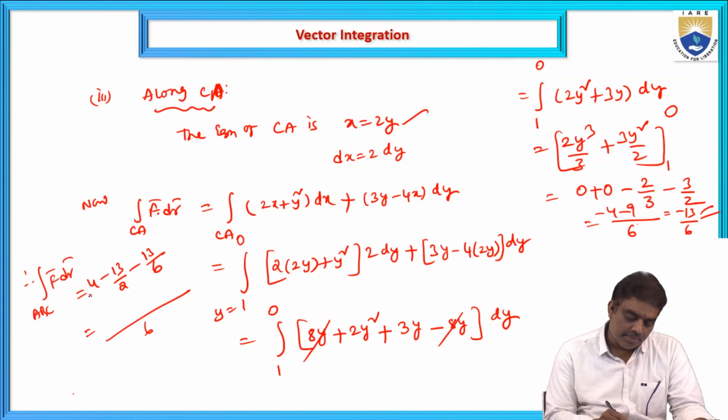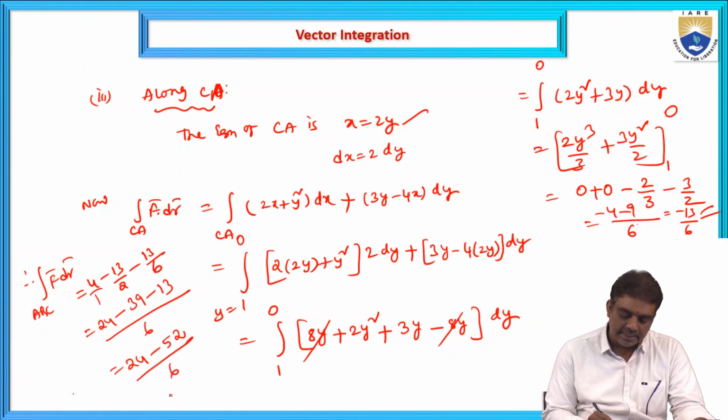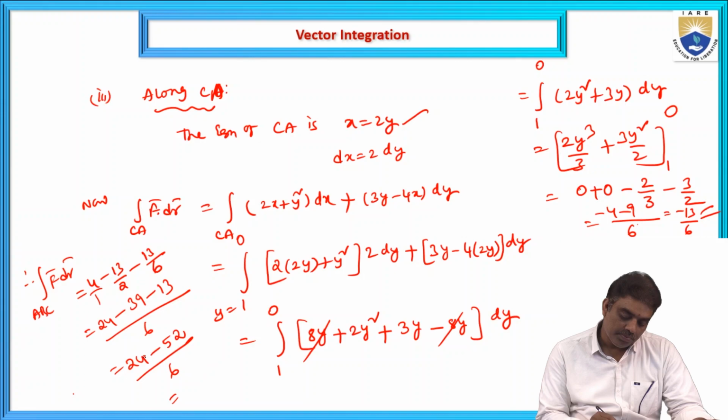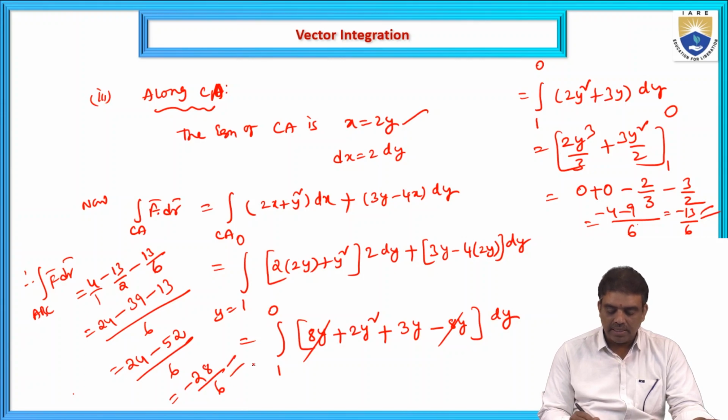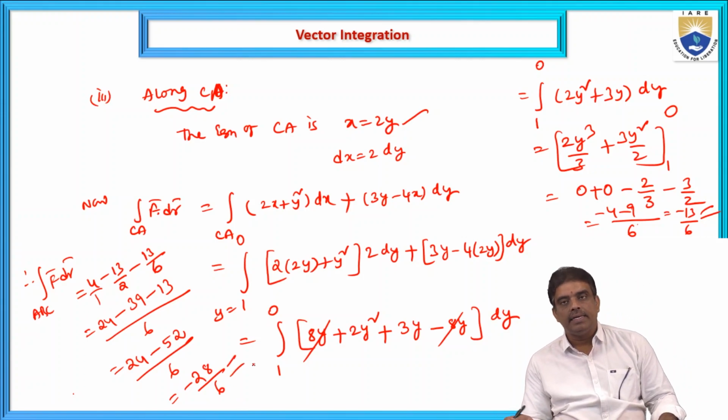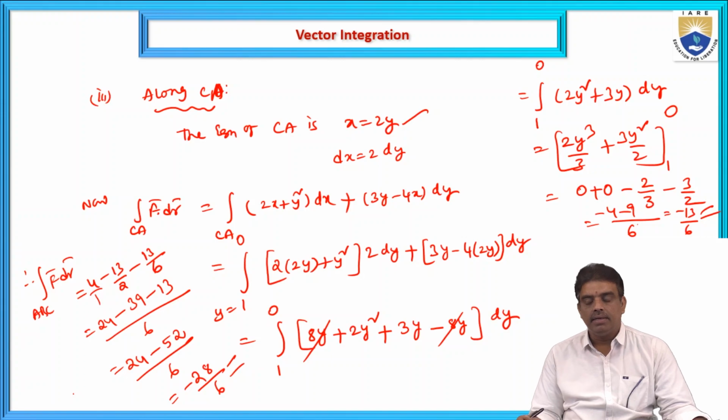That is LCM 6: 6 4s are 24, 2 3s 6, minus 13. That is 24 minus 52 by 6. That is equal to, what is the value? 8 minus 28 by 6. So this is the required line integral along the triangle ABC.